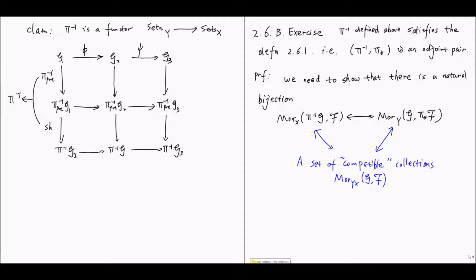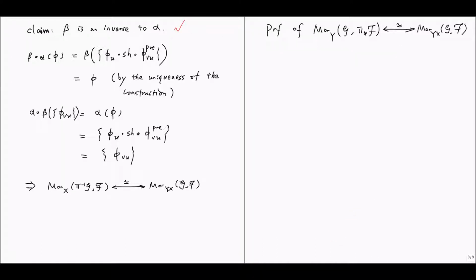Now let's add the second identification. The identification of the set of the compatible collections in this object. Let's first define the map from left to right. Let psi be a natural transformation from G to pi star f. We would like to find the compatible collection on the right hand side.